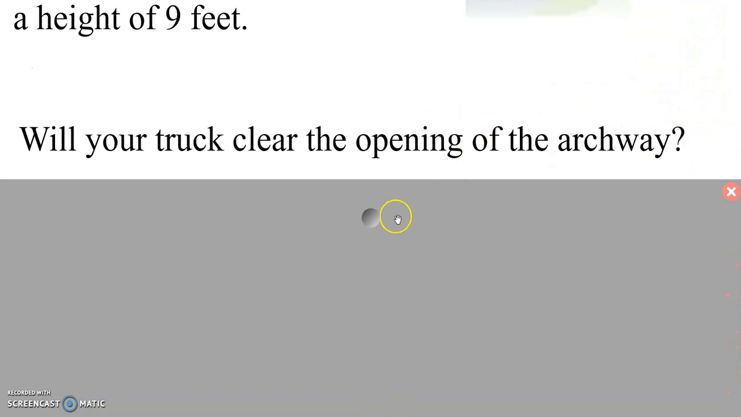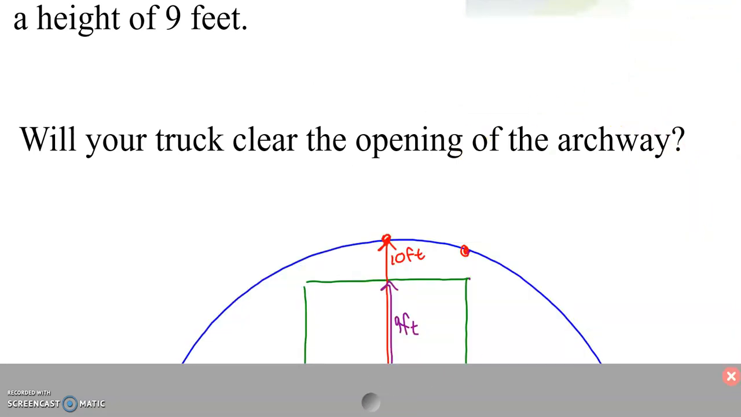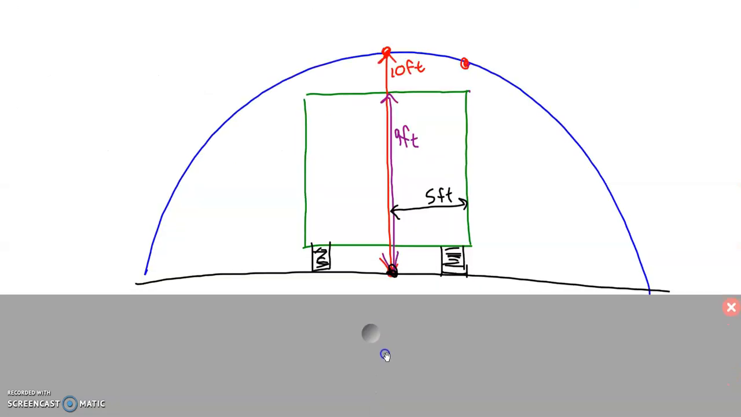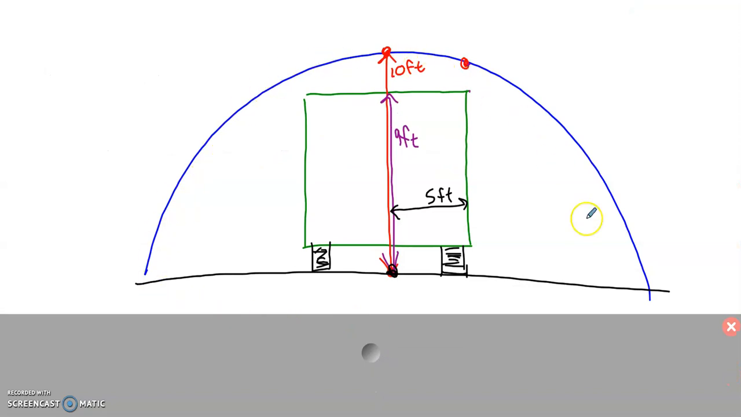So here's what we're talking about. I'm going to draw this picture from a view behind the truck. It's about to go through the archway. There's my archway. You can see the height of the archway at the very top is 10 feet. You can see the height of the truck is 9 feet. So clearly we're going to have a foot of clearance right here in the middle. But that's not actually the part that I'm worried about.